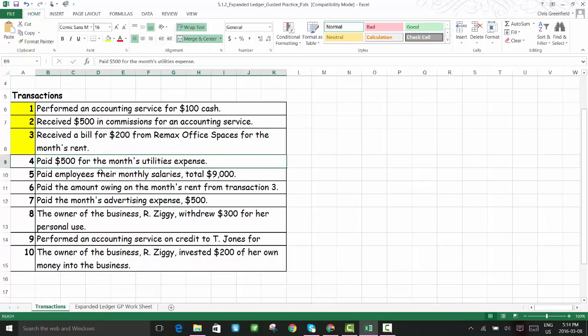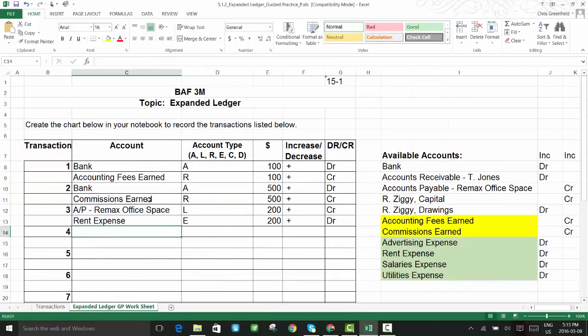All right, now in this one, we are actually paying for a utility expense that we have used up. And so it's going to be very similar to the last one, except that there's no accounts payable. We are paying this from cash for $500, right? So going back over here, we're going to pay cash. Where do we get our cash from? Well, we get it from the bank account. And then we have our utilities.